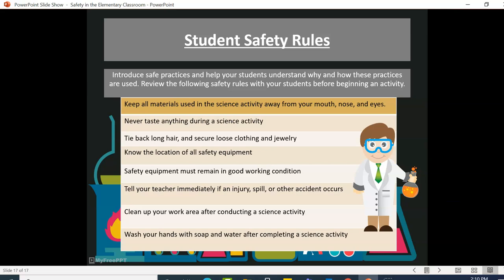Tie back long hair and secure loose clothing and dangling jewelry. Know the location of all safety equipment, such as the goggle cabinet, fire blanket, first aid kit, and so forth, in or near your classroom. Safety equipment must remain in good working condition. Do not play with it. Tell your teacher immediately if an injury, spill, or other accident occurs. Clean up your work area after conducting a science activity. And lastly, wash your hands with soap and water after completing a science activity.